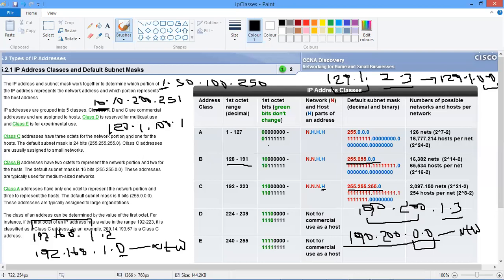Okay. Now, from this, 1.50.0.0 is actually an IP address, because this is class A, and the host IDs are not completely 0. There is something inside the host ID. You know that the host ID is the last 3 octets. So I have 50 inside of it. They are not completely 0. So this is an IP address.